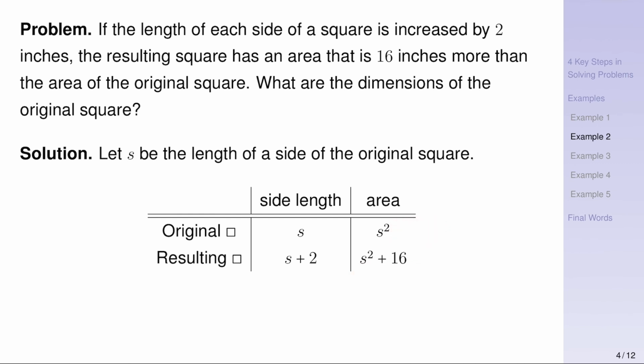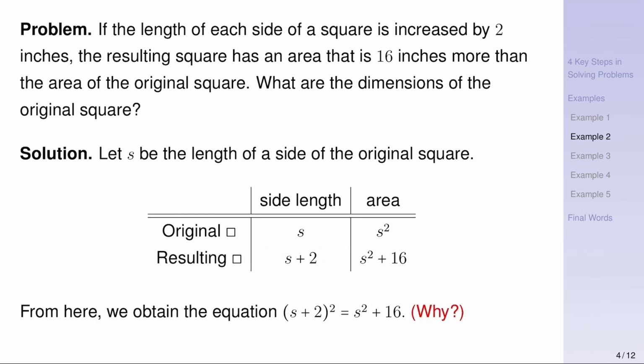But once you have that, take note that another way of obtaining the area for the resulting square is like how we did out here. We square this one, so that would actually give us our working equation. From here, we obtain the equation (s + 2) squared equals s squared plus 16, since these two are equal in the sense that they represent the area of the resulting square in two different ways. I put a y out here since I wasn't able to write that one down due to lack of space, but this will be our working equation.